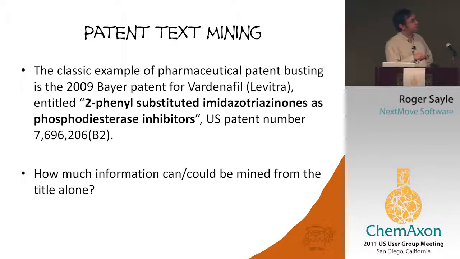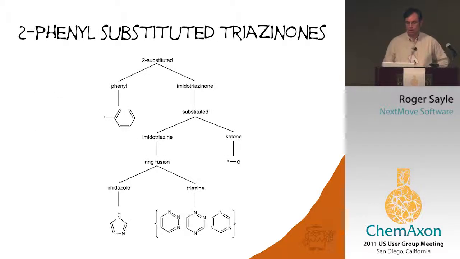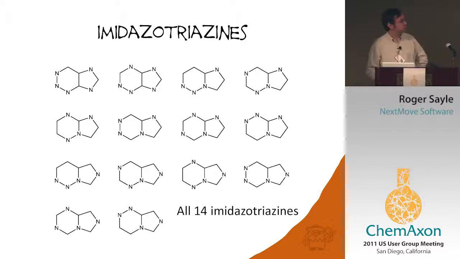Although there's a lot of information in the word imidazotriazinones, it is not a single connection table. It represents a single molecule, but describes chemically a large class of molecules. The phrase 2-phenyl-substituted imidazotriazinones is the 2-substituted phenyl of imidazotriazinone. Imidazotriazinone is the ketone, or keto suffix, of imidazotriazine, and imidazotriazine is imidazole fused into a triazine, of which there may be three different classes. So it turns out there are 14 imidazotriazines and 54 imidazotriazinones.